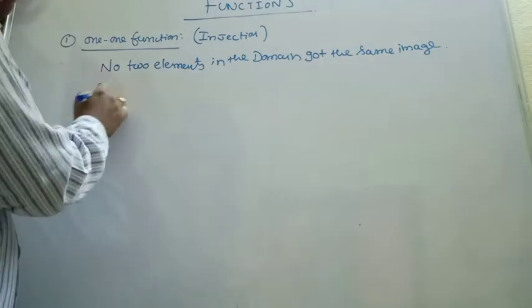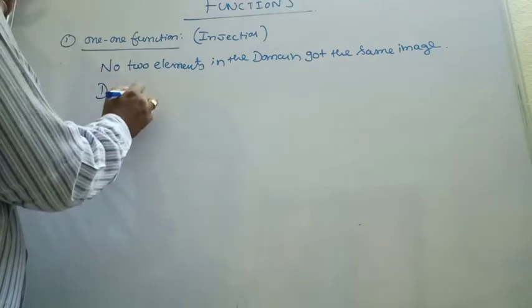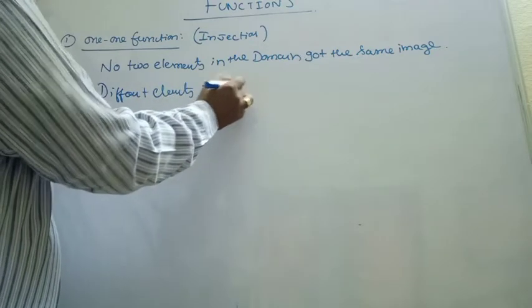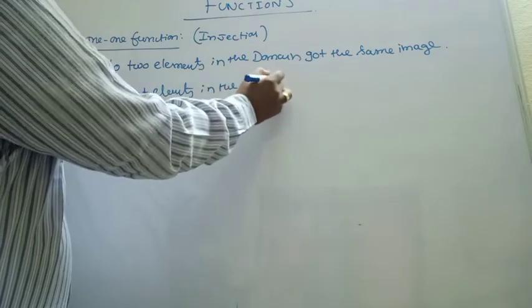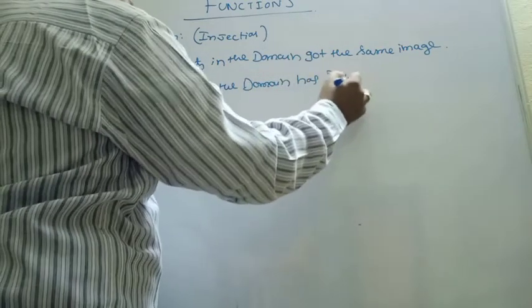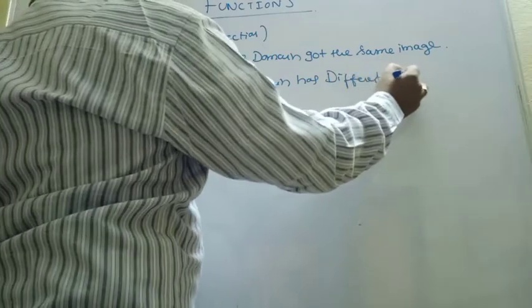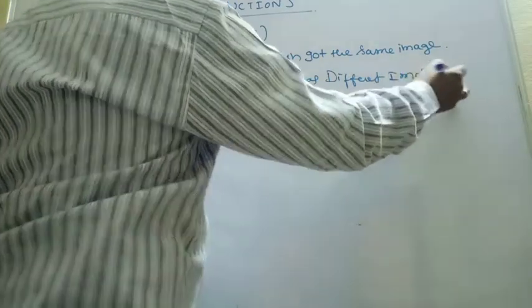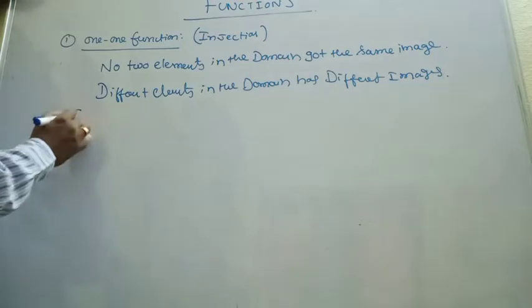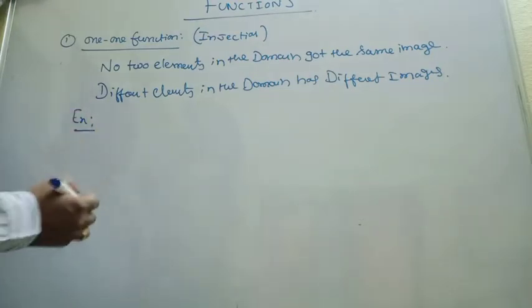Different elements in the domain have different images, right, my dear students? This is what we have here. Fine. Now we will explain this with some different kinds of examples.